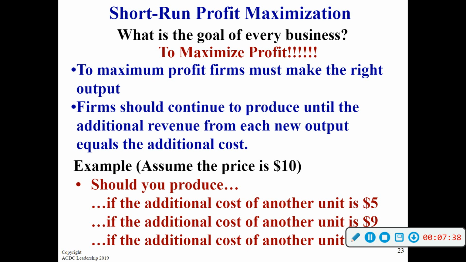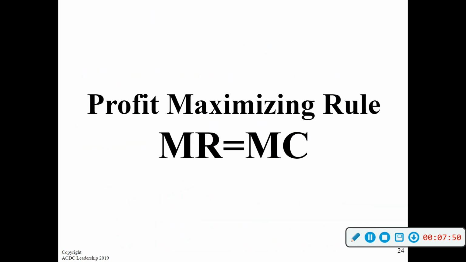So if it costs $11 to make it, but you can only sell it for $10, are you going to produce it? No. At that point, your marginal cost of production has exceeded the marginal revenue that you can get for the product. You would not produce that unit. So that's why marginal revenue equal to marginal cost is your profit maximizing rule.